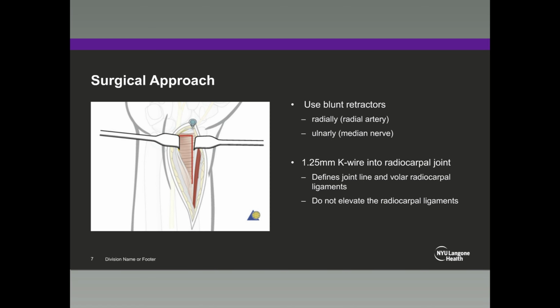The K-wire I place into the joint at this step allows me to make my incision over the pronator quadratus as distal as possible without disrupting the carpal ligaments. Now, after incising the pronator quadratus in an L-type fashion, I like to keep my retractor in this position right here in order to prevent my knife from slipping. If you can imagine making a transverse incision across the pronator quadratus here, if I have a retractor right here, I'm protecting my radial artery. If I have a retractor right here, I am essentially protecting my median nerve.